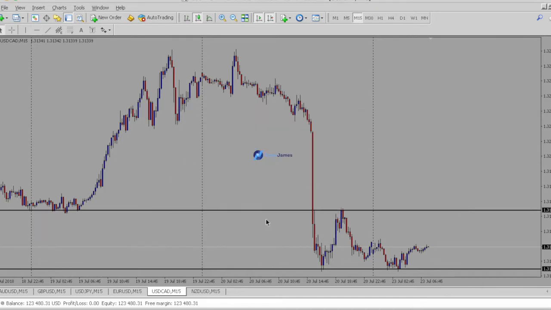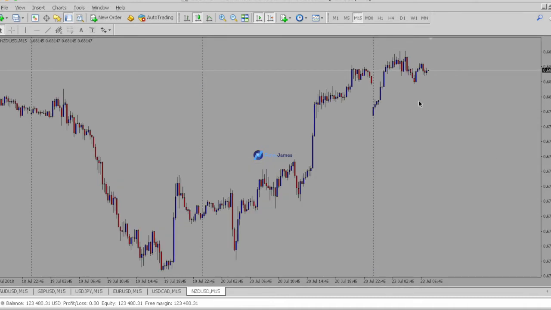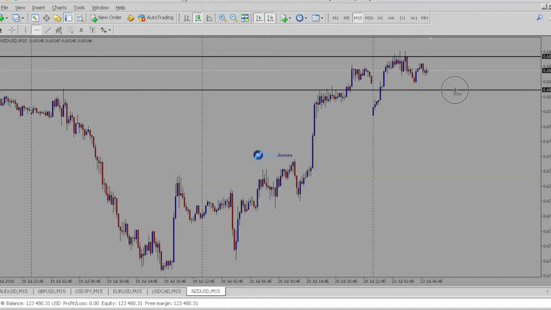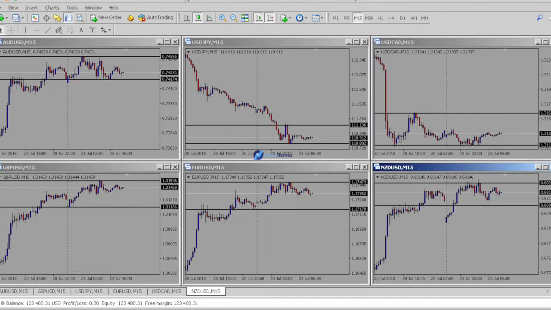Okay, this is the dollar CAD. Last of all, Kiwi. Okay, that should do it for now. We'll set the pending orders in a bit, and we'll see how the market reacts.